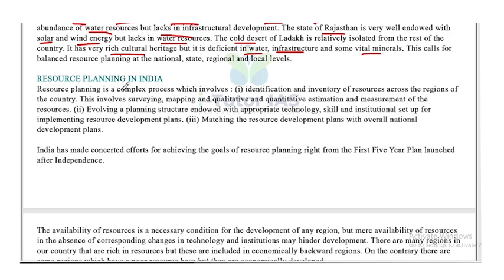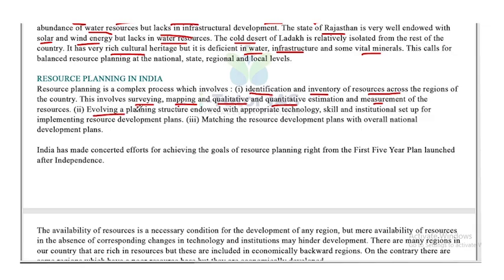Now, resource planning in India. Resource planning is a complex process which involves identification and inventory of resources across the regions of the country. The identification involves surveying, mapping, and qualitative and quantitative estimation and measurement of the resources.